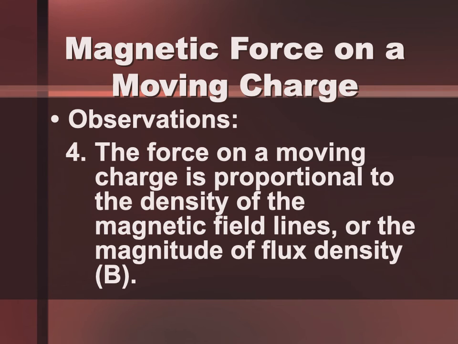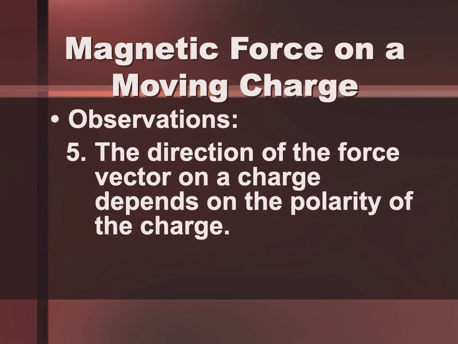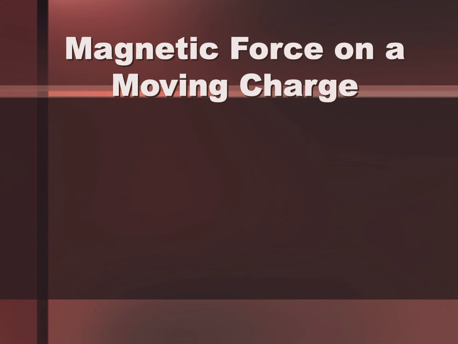Oh well. The force on a moving charge is proportional to the density of the magnetic field lines, or the magnitude of flux density. So it's proportional to how strong the magnetic field is, and we already said that in the review question a moment ago. And the direction of the force vector depends on the polarity of the charge. Positive and negative will be affected differently, which we'll talk about in just a moment.